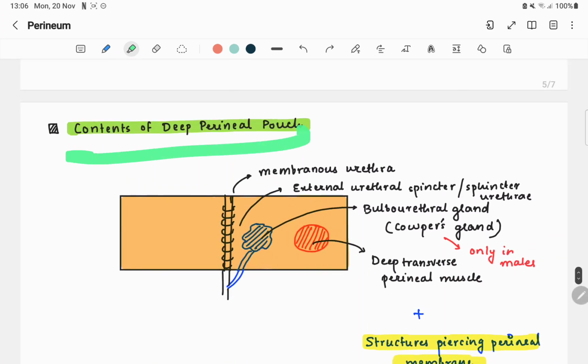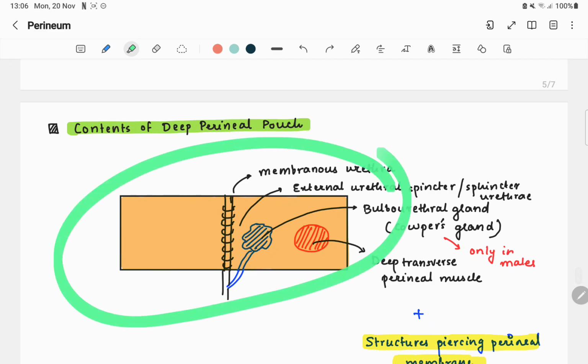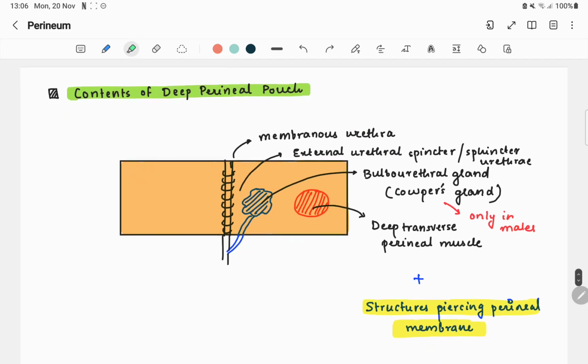What are the contents of the deep perineal pouch? So you have made the deep perineal pouch in this manner. We have the membranous urethra present, which is guarded by the external urethral sphincter. This external urethral sphincter guards the membranous urethra, and it is called the sphincter urethrae, okay.